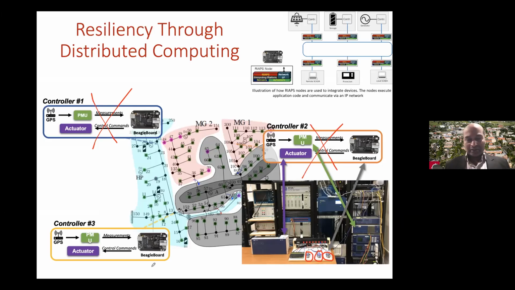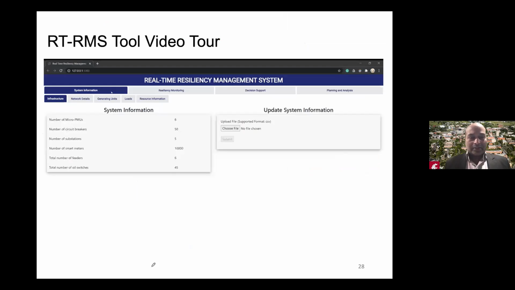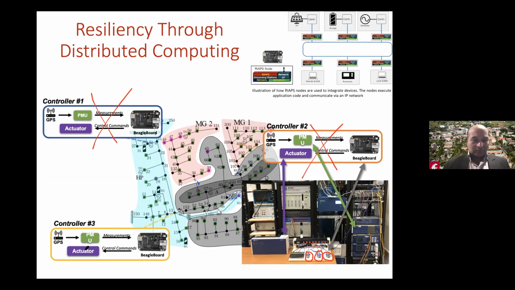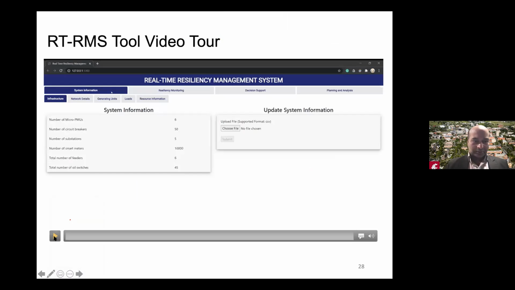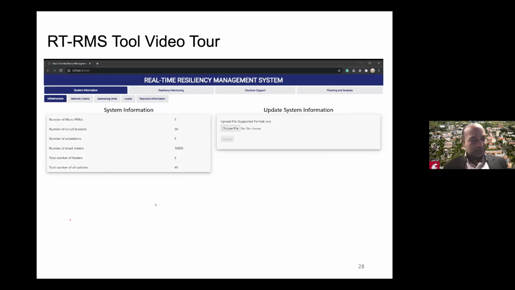So I can talk about this whole thing, distributed computing, and how it will be more robust and fault tolerant, for enabling resiliency. But we need to think about not only the physical architecture, but also the cyber architecture and the control architecture. So this is a quick video, let me see if it runs, to show how our resiliency management system looks in its current state.